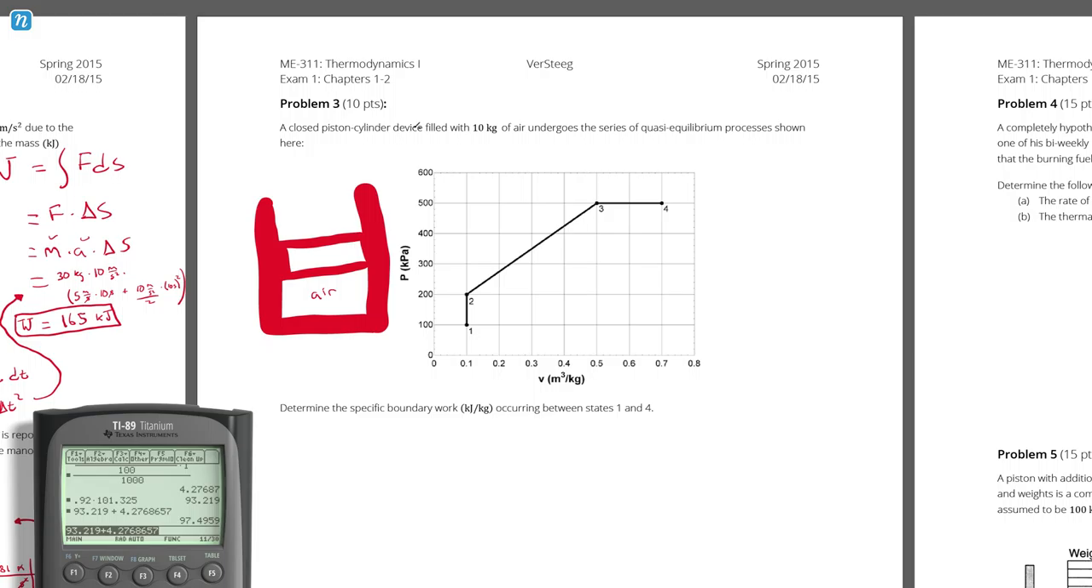Because the mass is constant, I know that because it says a closed piston cylinder device, this specific volume increasing means that the actual volume is going to be increasing as well. So between 1 and 2, the piston doesn't move. Between 2 and 3, the piston goes up quite a bit. And then from 3 to 4, it goes up a bit more. And I'm asked to calculate the specific boundary work.